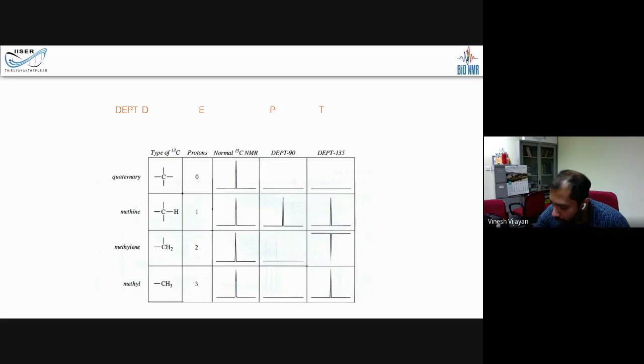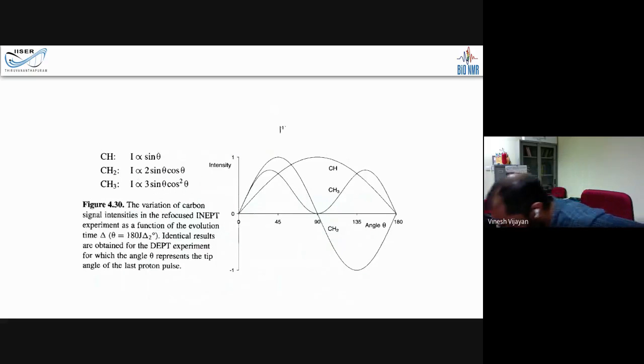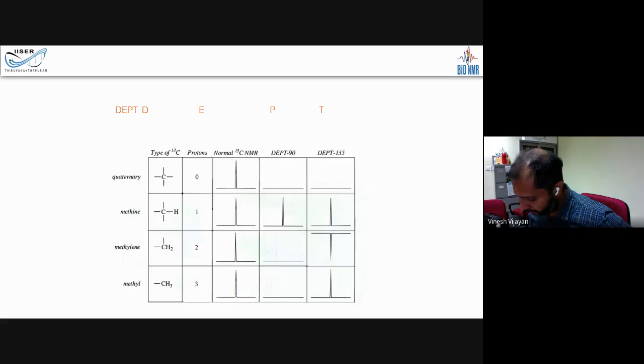So in the DEPT 90, only CH will show up. In DEPT 135, you get both CH and CH3 having positive signal, while CH2 will give you a negative signal. So it's easy to find from here. CH has an intensity of sine theta. So sine 90 will be 1, so you get a good signal there, right?